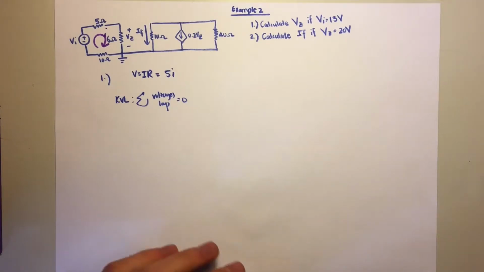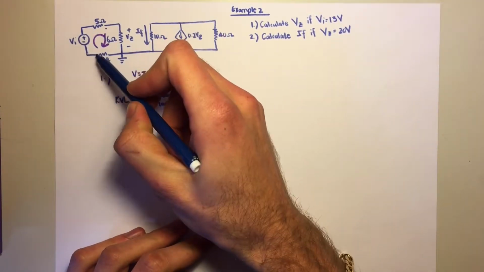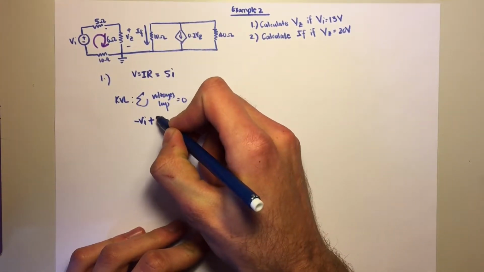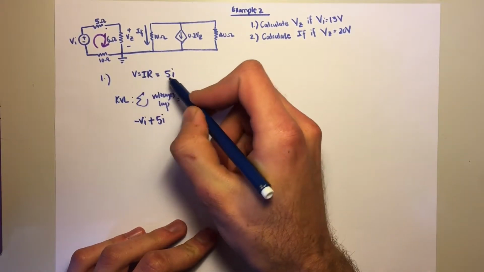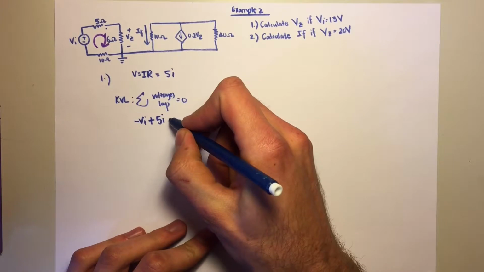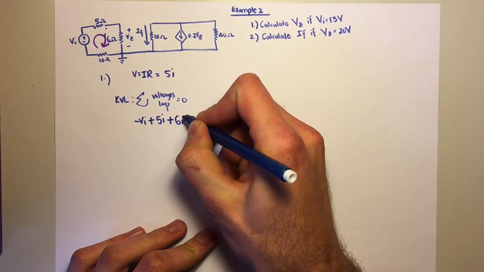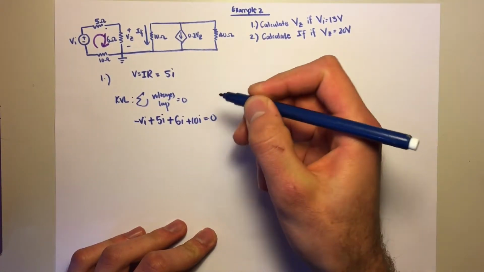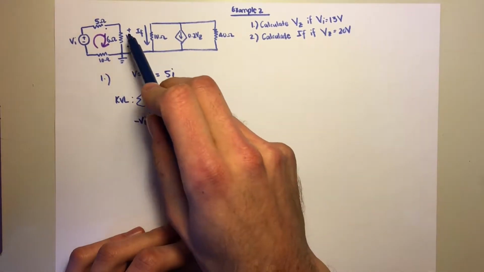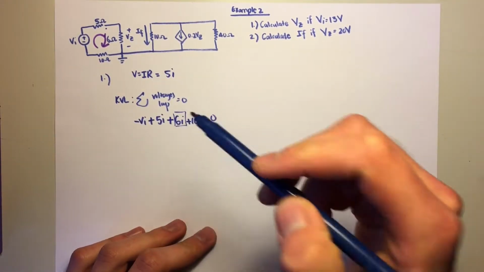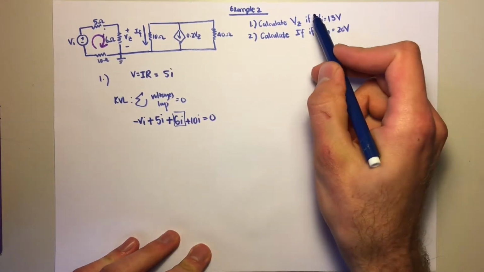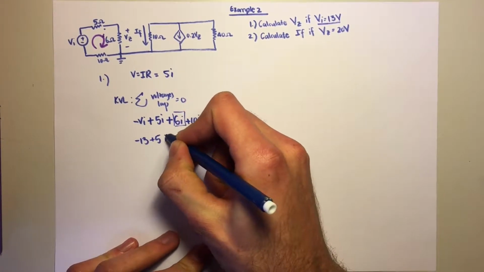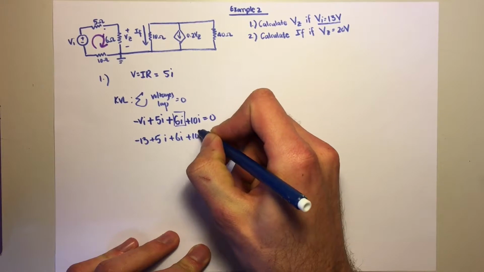So now we apply KVL. We say it is minus VI, because we're approaching the source from the negative side, plus 5 times I, which we just said from V equals IR, and that applies to all these resistors. So plus 6I plus 10I equals 0. And you'll see now why I wrote 6I and not VZ in place here. We know VI from the question is 13 volts. So minus 13 plus 5I plus 6I plus 10I equals 0.